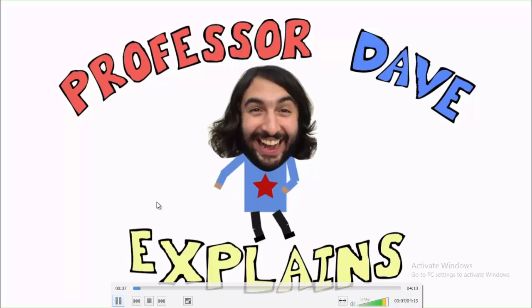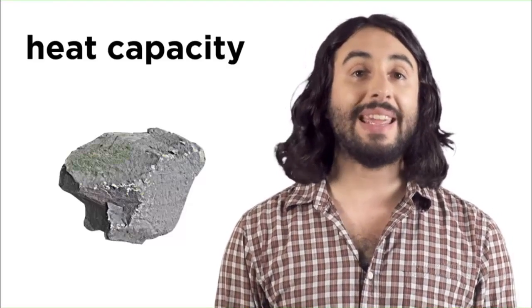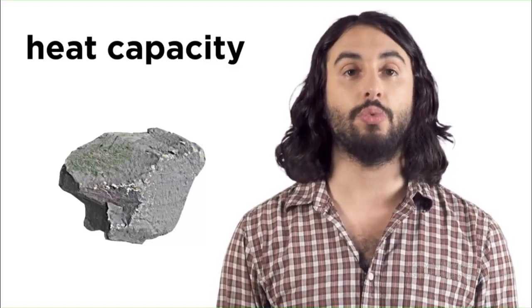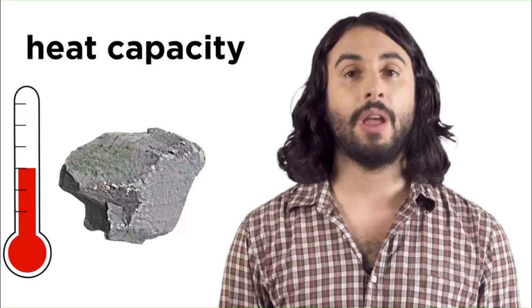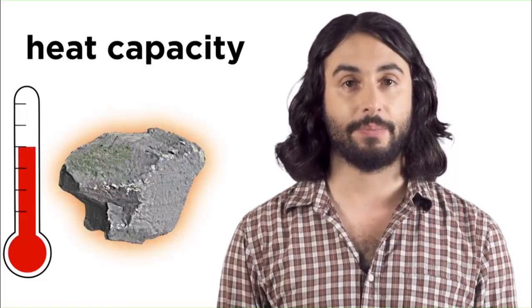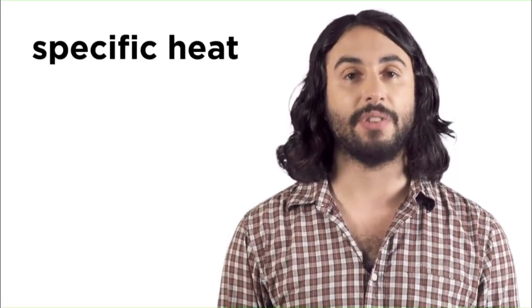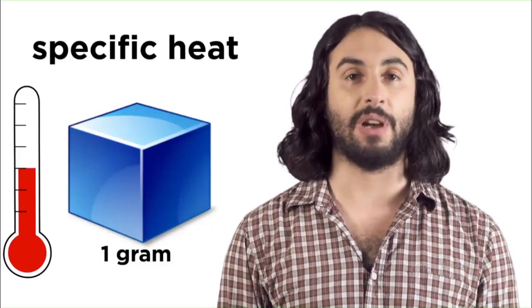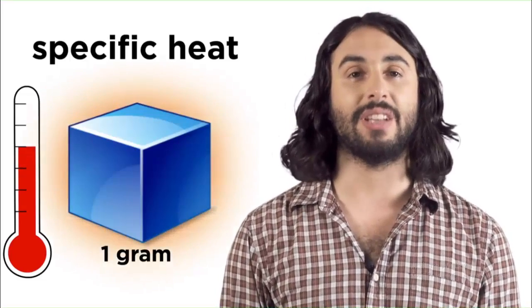Dave explains. Different substances absorb heat at different rates due to various structural factors. The heat capacity of a substance is the amount of energy required to raise the temperature of that sample by 1 degree Celsius. A variation of this that is more useful for calculations is the specific heat of a substance, which is the energy required to raise 1 gram of a substance by 1 degree Celsius.